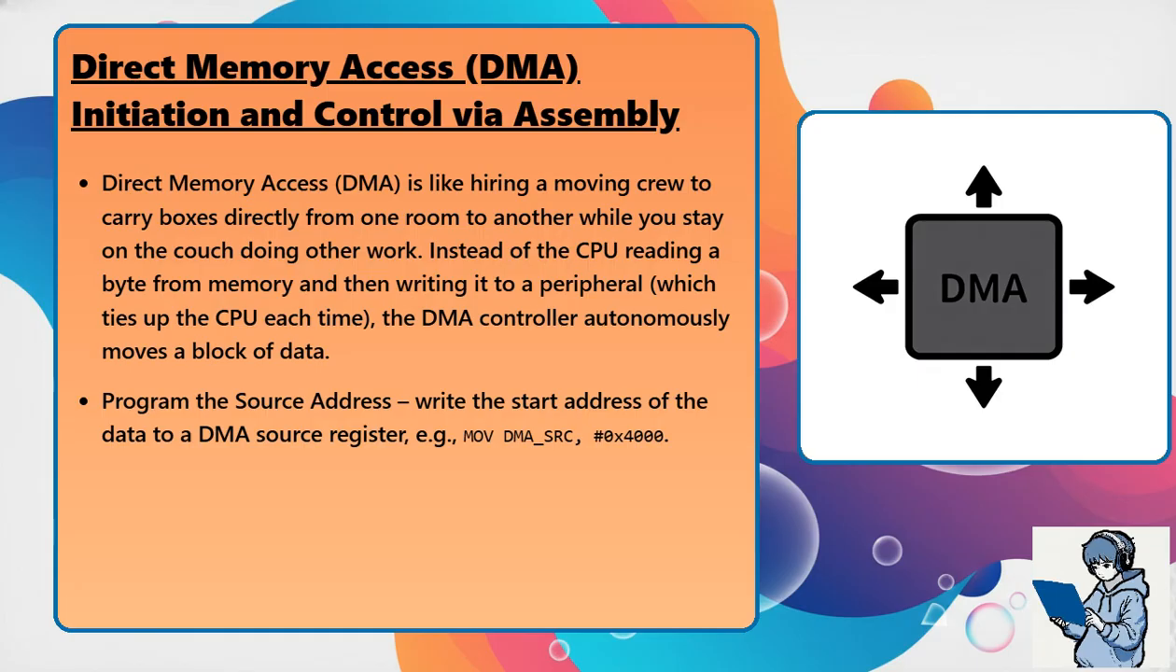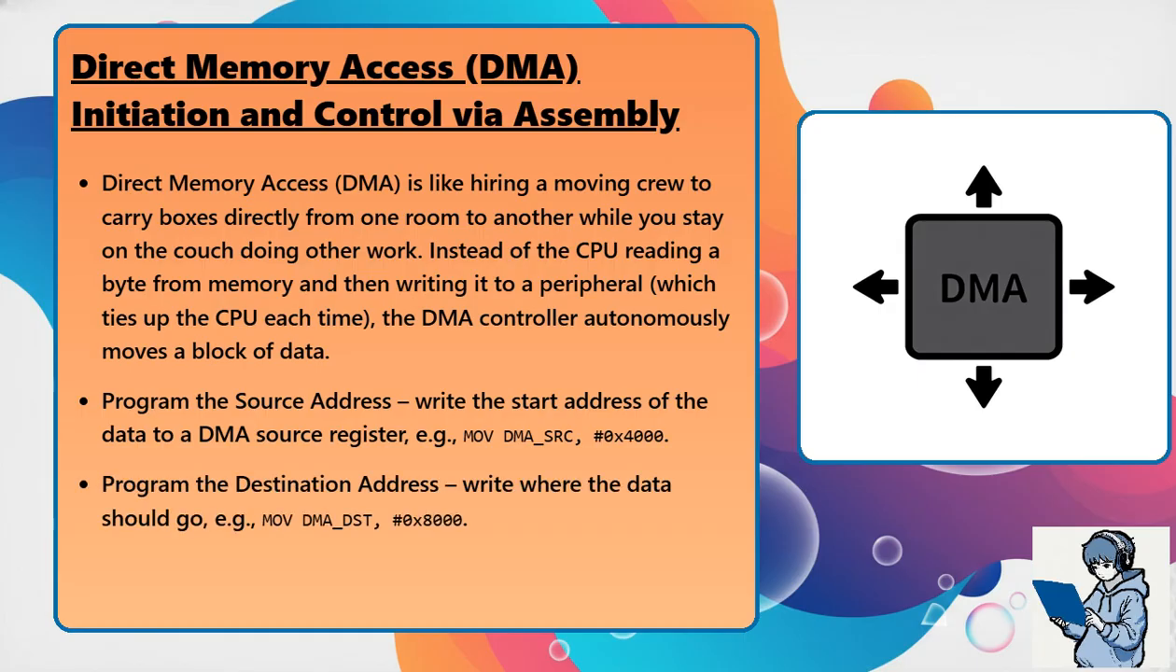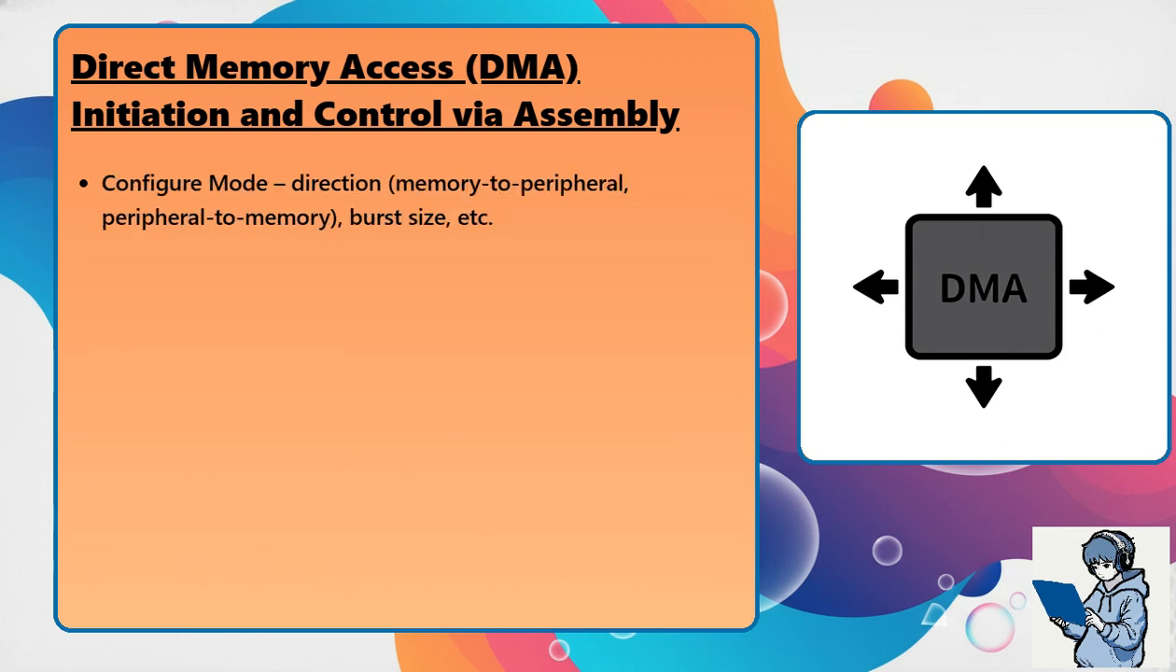Program the source address, write the start address of the data to a DMA source register. For example, MOV DMA_SRC, #0x4000. Program the destination address, write where the data should go. For example, MOV DMA_DST, #0x8000. Set the transfer count, number of bytes. For example, MOV DMA_COUNT, #256. Configure mode, direction memory to peripheral or peripheral to memory, burst size, etc. Enable DMA: set DMA_CONTROL, enable.